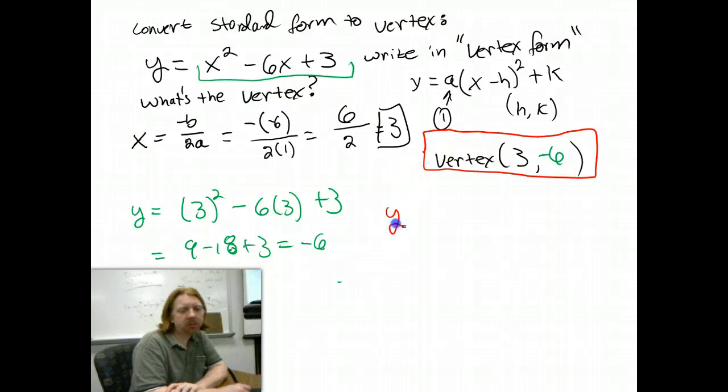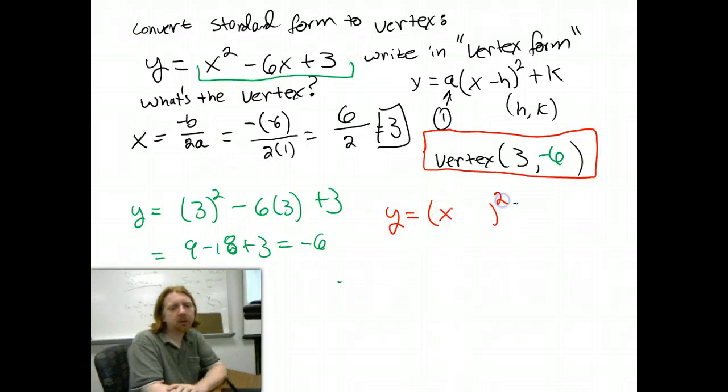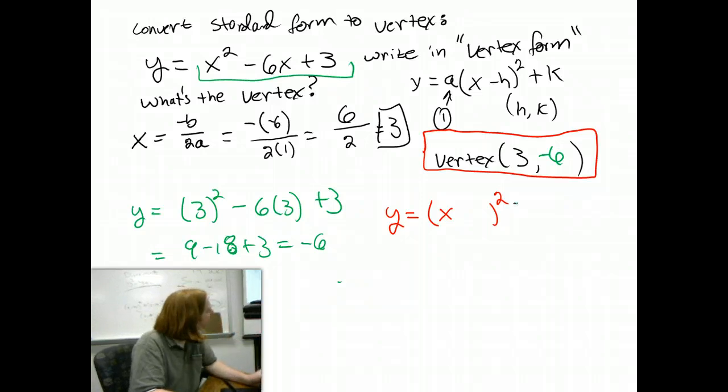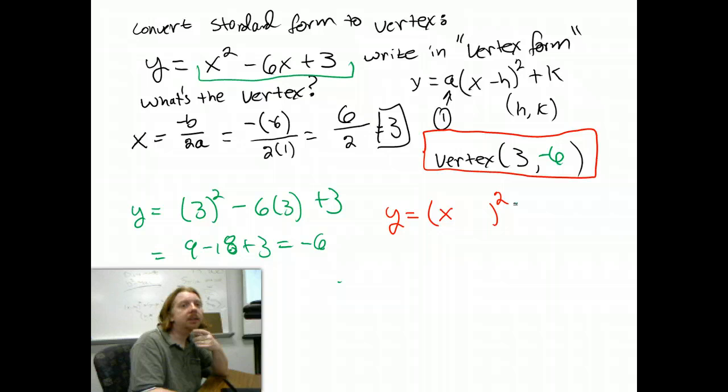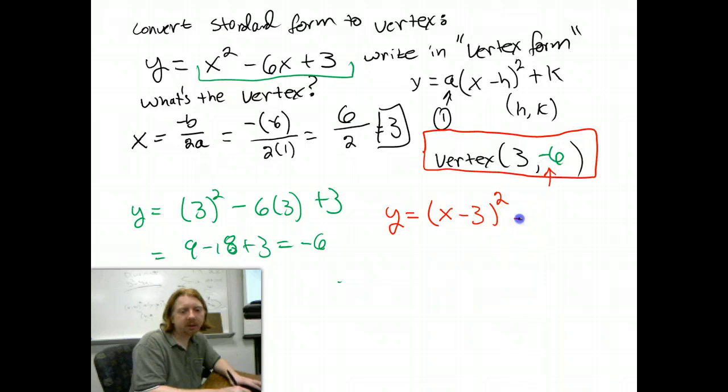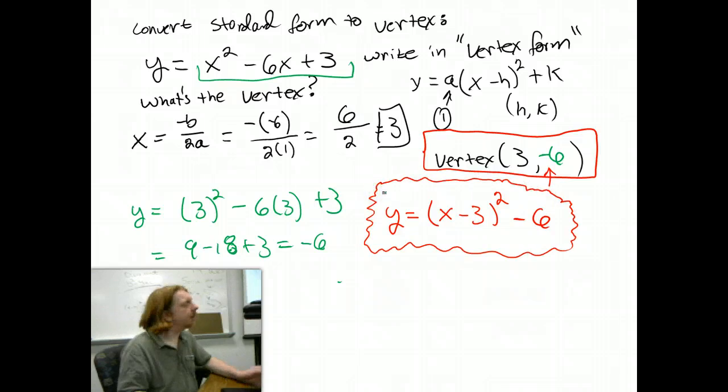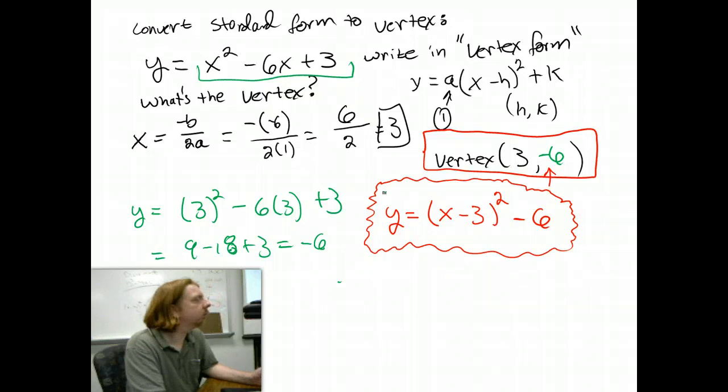But I do know the basic format. Question is, what goes where? Anybody got an idea? Close. That sign doesn't change. So it'll be minus 6. There we go. And that's the equation in vertex form now.